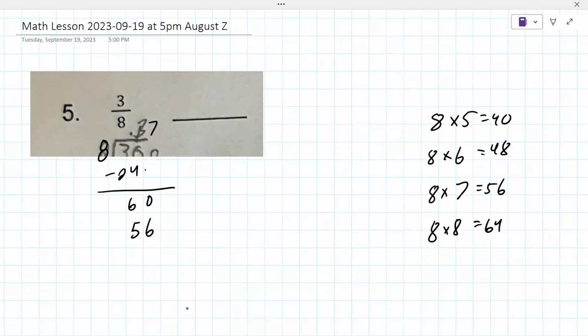So that's 56. So that'd be 4. 4, 8 going down. 9 times 8 going to 40. 8, 45 times. So 0.375.